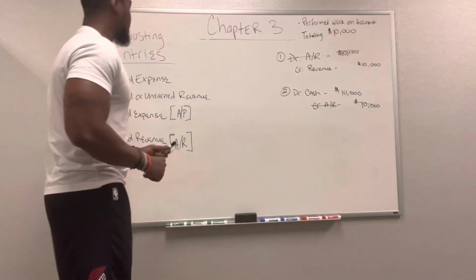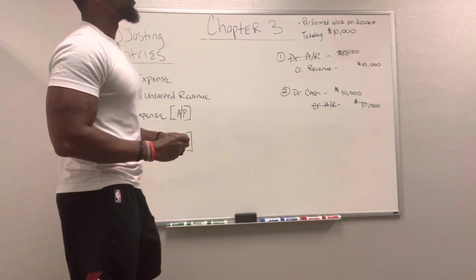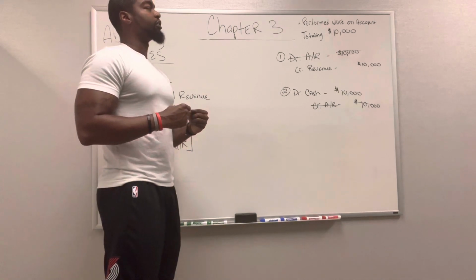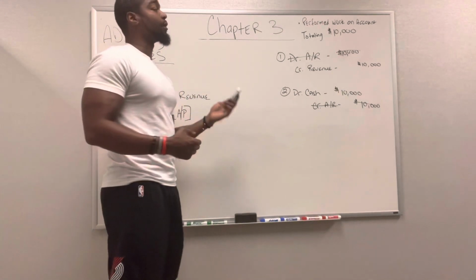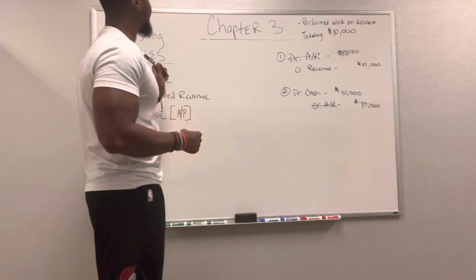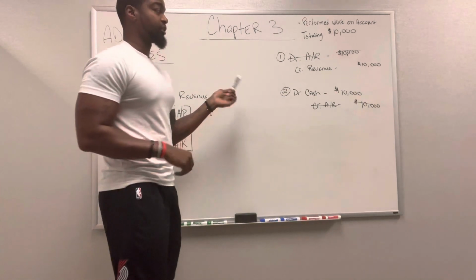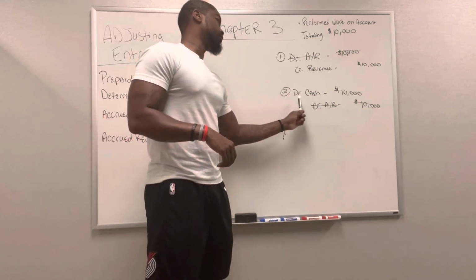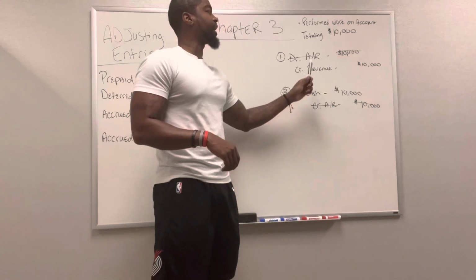The thing is, it's just about a timing thing, right? So we have to actually record the journal entry when the work is performed and not when the cash is received because we're looking at the accrual basis. If this was the cash basis, it would just be when the actual cash was received, you debit cash, credit revenue.